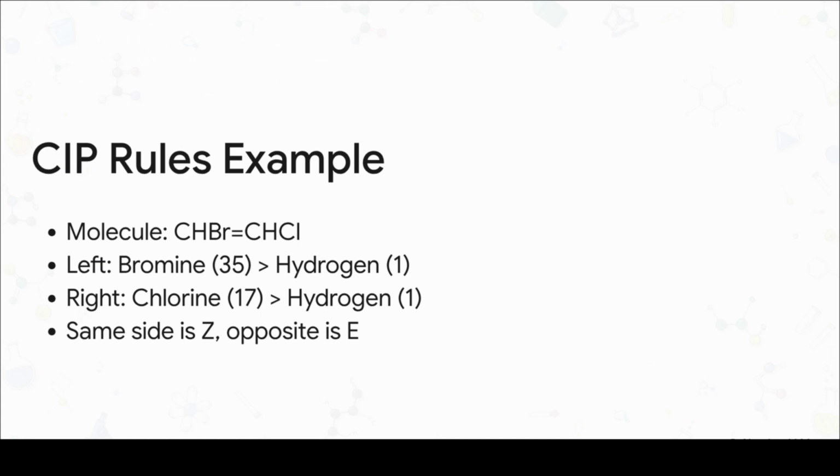Now step back and look at the whole molecule. Are that bromine and that chlorine on the same side of the double bond? If yes, boom, it's a Z isomer. If they're locked on opposite sides, it's an E isomer. Actually, it's incredibly logical when you break it down step by step.